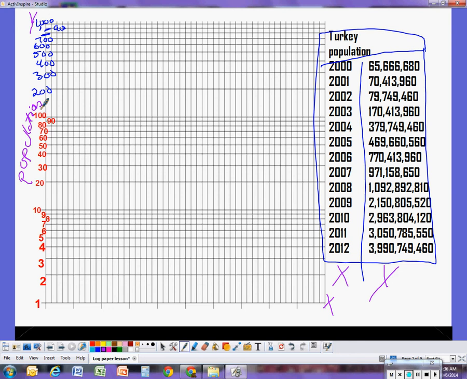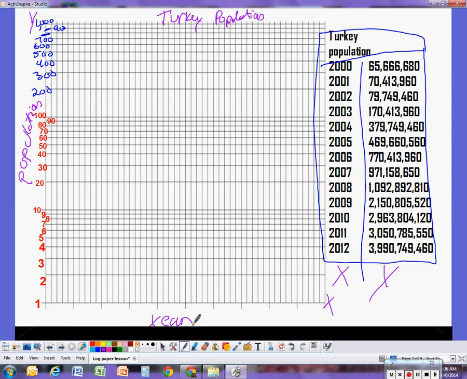So the graph title is going to be Turkey Population. Don't just put turkey, because then I think you're counting the number of turkeys people bought at Thanksgiving. A lot of turkeys. But you need to make sure that you label everything correctly. So then this is going to be the year.